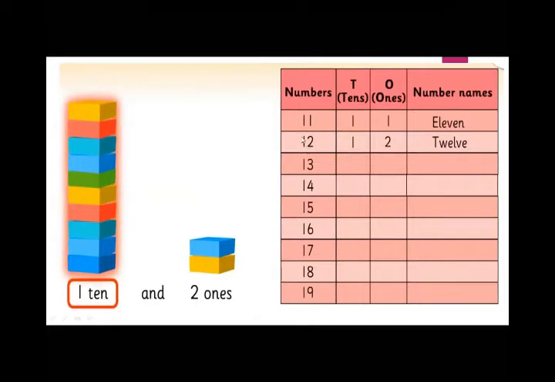In numbers we write 12, and in the place value chart we put 1 in the tens column, and 2 is a 2 ones, so we write it in the ones place. So it makes 12. What is the spelling of 12? TWELVE. 12.